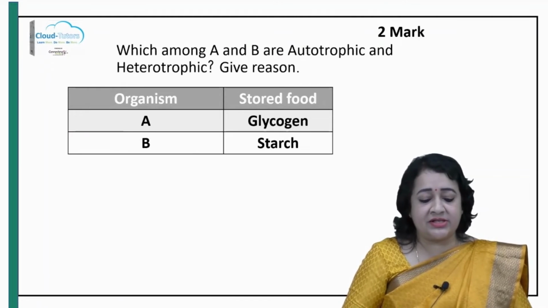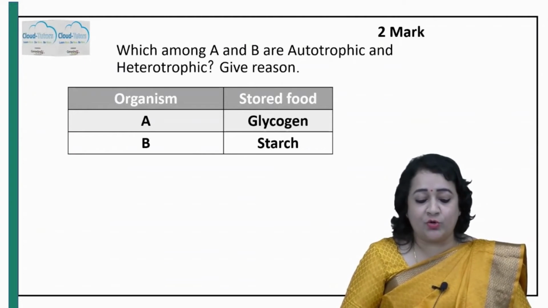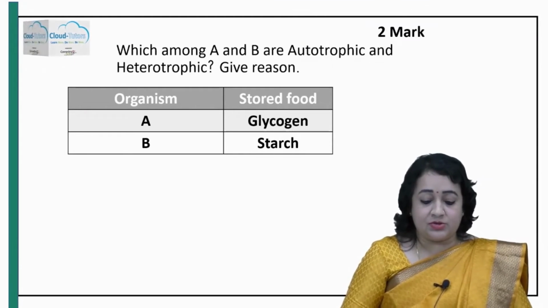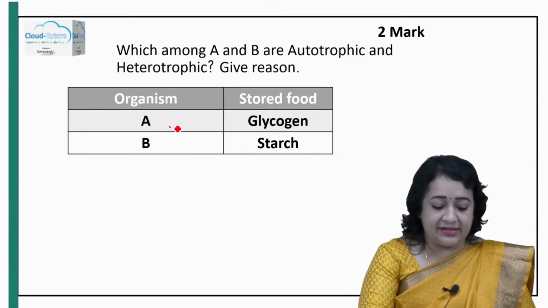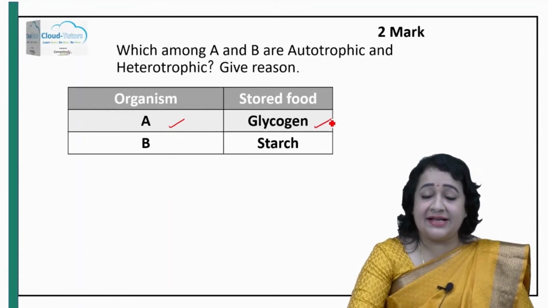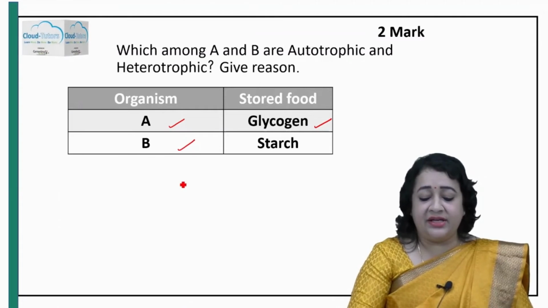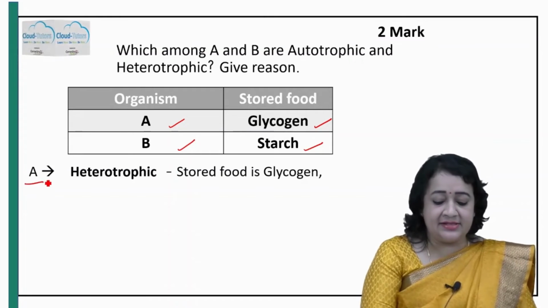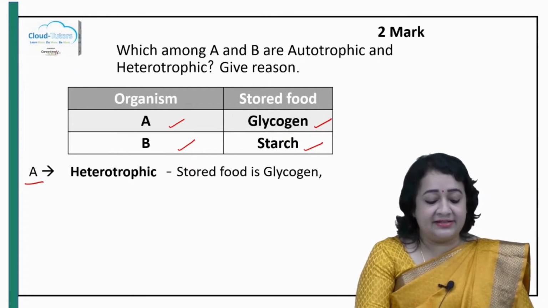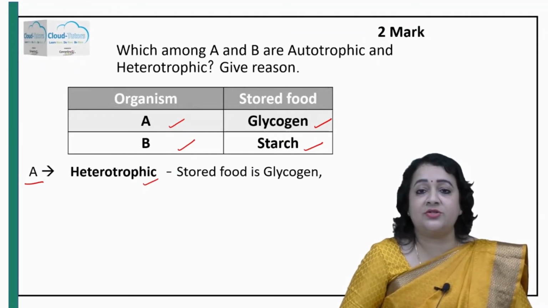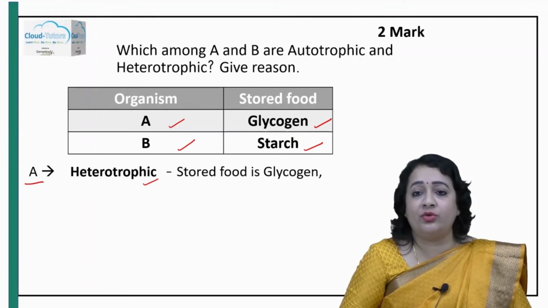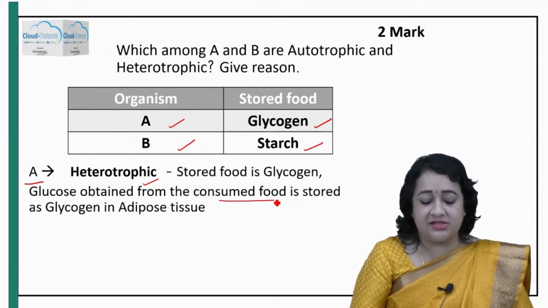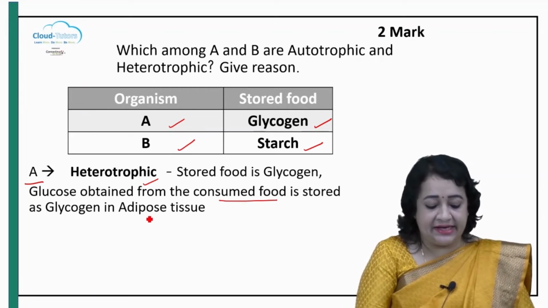Next 2 mark question. Which among A and B are autotrophic and heterotrophic? You have to find which is autotrophic and which is heterotrophic here. Give reason. You have to find the reason also. They say organism A stores food as glycogen, whereas organism B stores food as starch. And we all know that in case of A, the stored food is glycogen, that is in case of heterotrophs. In heterotrophs, the stored food is glycogen. Glucose obtained from the food we consumed is stored in the form of glycogen in the adipose tissue.